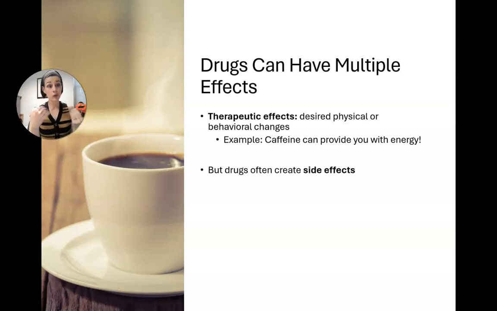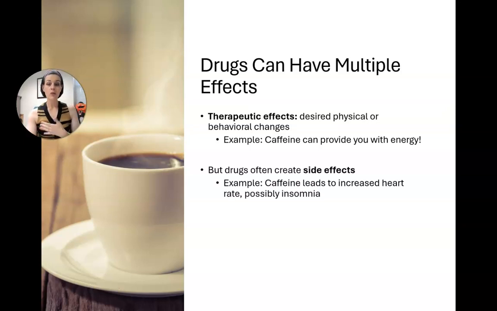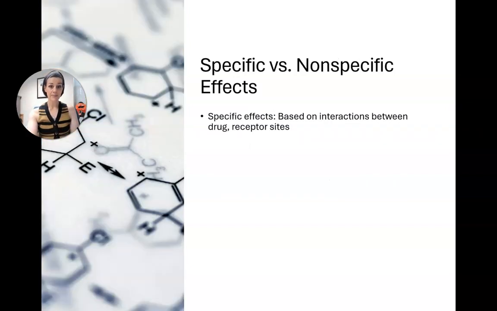Now, in addition to the therapeutic effects, sometimes we're going to get side effects. So for example, these are effects that we don't want, but they come into play anytime that we take a drug. So we may get therapeutic effects, but we may also experience side effects. So for example, caffeine leads to an increased heart rate, possibly insomnia. If you have essential tremor, it can increase that tremor. So we have a difference between the effects we want and the effects that we don't want, but come into play anytime that we take that drug.